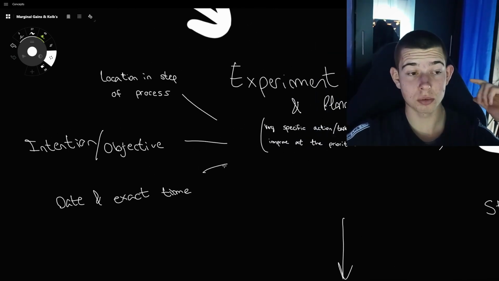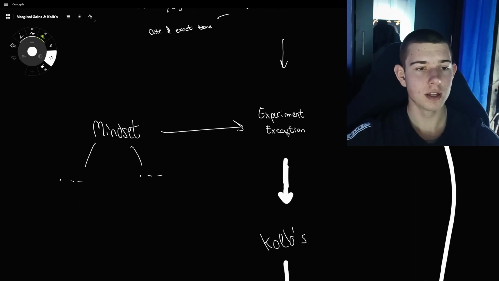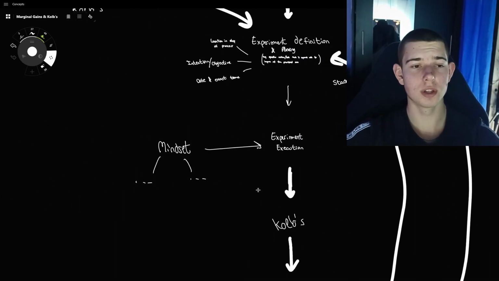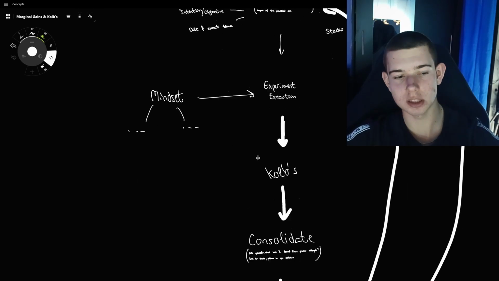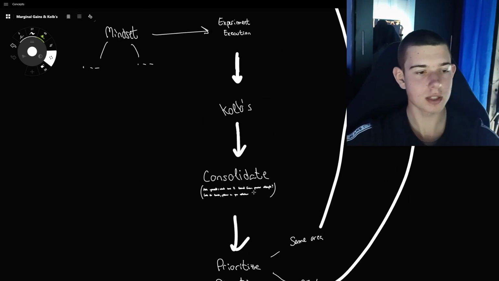Then the intention and the objective of this experiment, and the date and exact time when I'm gonna execute it. Then I'm gonna execute it, and these are some mindset concepts that will help me with the execution that I haven't yet mapped out. I'm gonna do a collapse, as I just showed you before. It's a reflection process. And then I'm gonna consolidate.